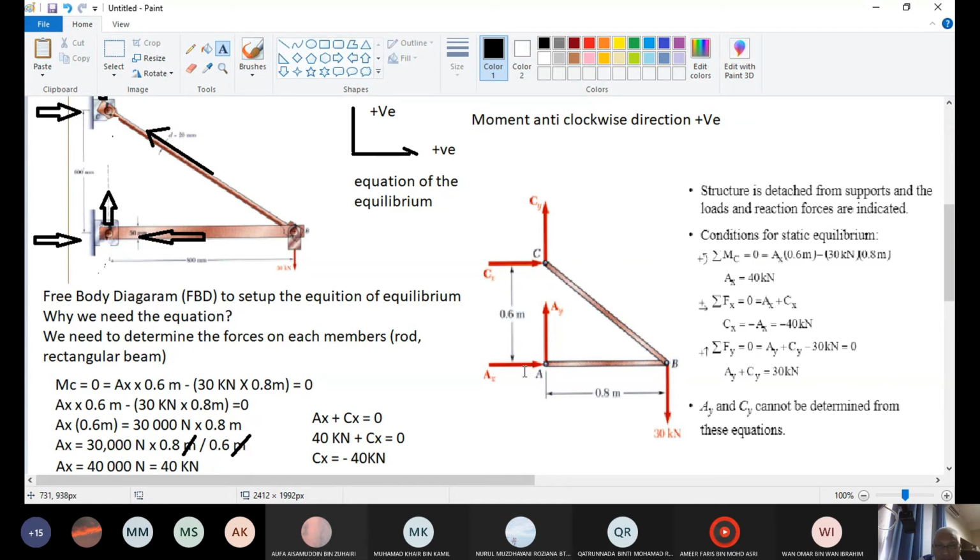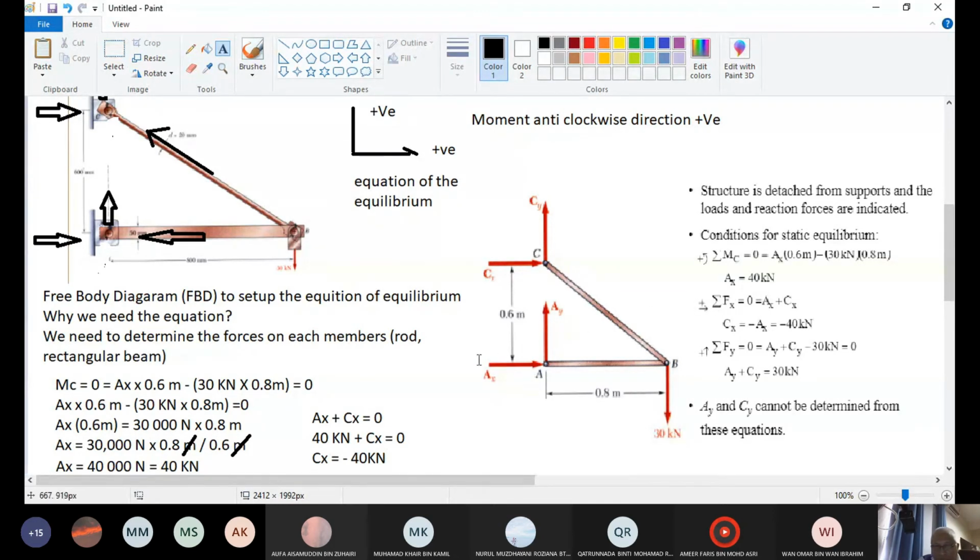So what you need to do now, you have the reaction forces. The 30 kilonewton will give you reaction force AX, reaction force CX, reaction force CY, and reaction force AY. So now we have forces in the system which is reacted by 30 kilonewton to C to A. At C we got CX, CY, at A we got AX, AY. And then we establish the equation.